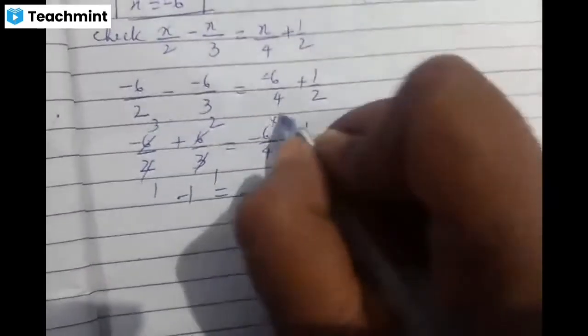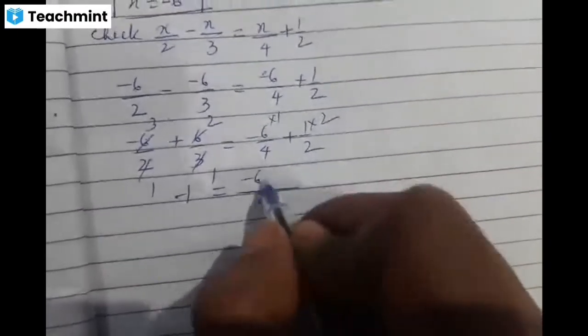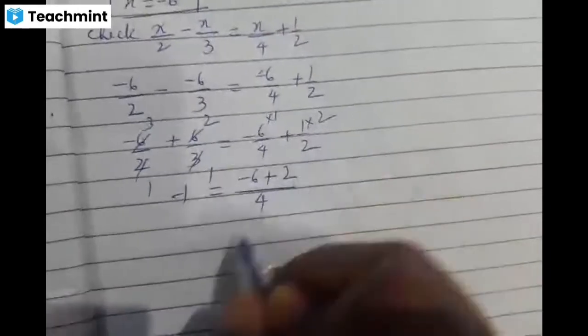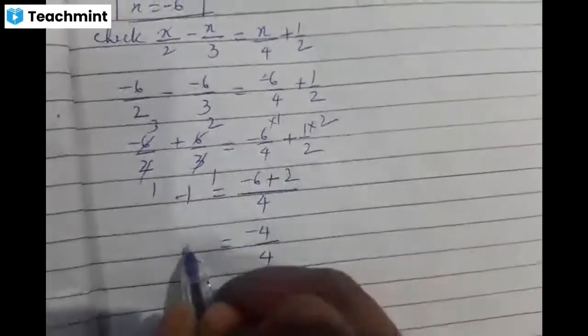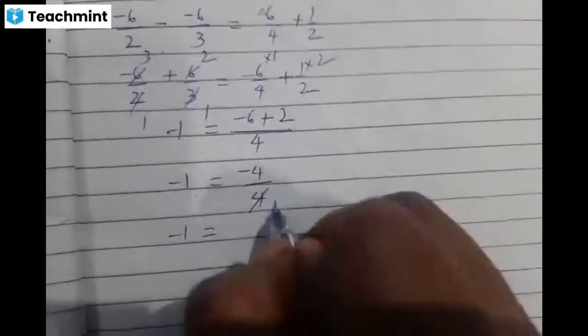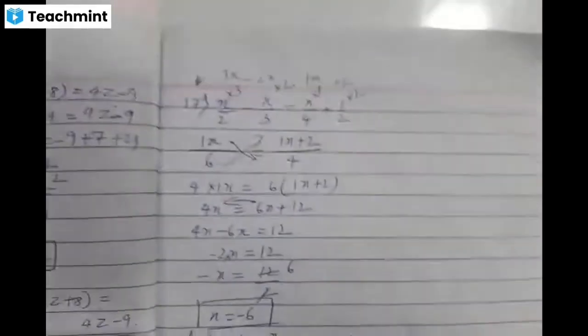Here you can take the LCM, 4. 4 ones are 4, 2 twos are 4. Minus 6 plus 2 ones are 2. On the right hand side, minus 6 plus 2 is minus 4, by 4. On the left hand side we have minus 1. So minus 1 is equal to minus 4 by 4, which is minus 1. We got minus 1 on the right hand side as well. LHS is equal to RHS.